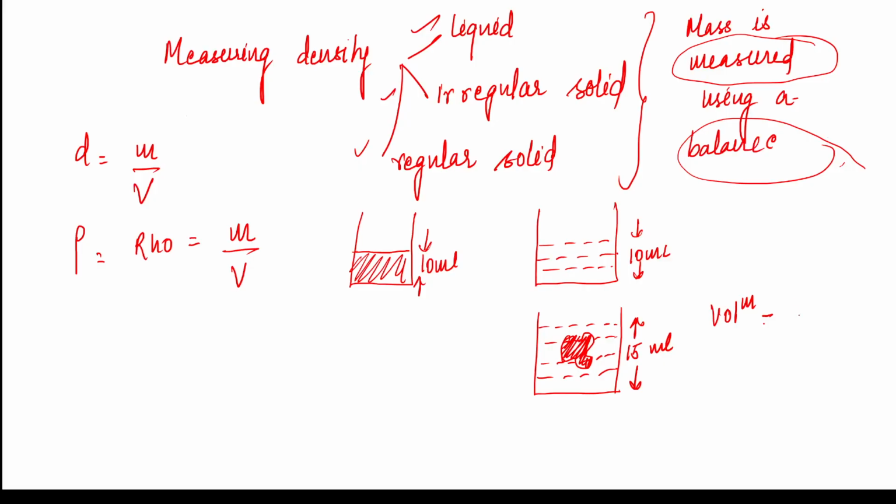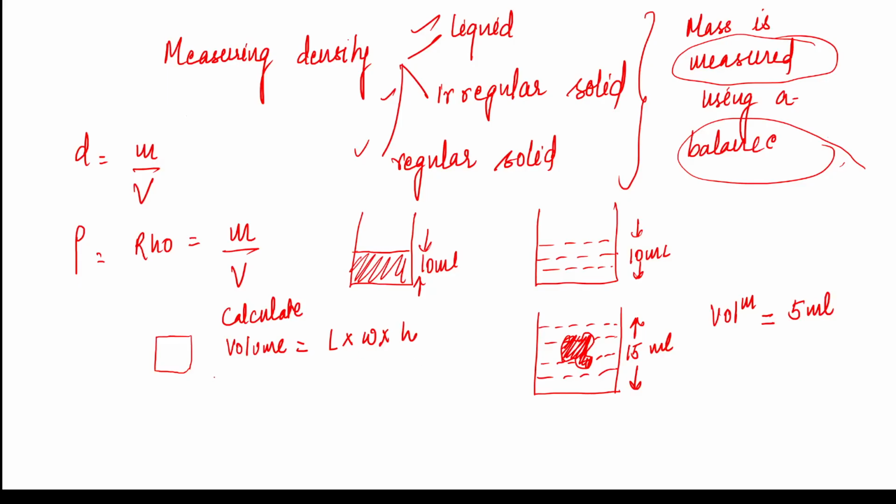It is 5 ml. Because 10 ml was the original volume, and when you pour in an irregular solid, whatever rise is there, that's the volume of your solid. Okay, so that's it. Now for the regular solid, you need to measure volume. So let's say you have a cube, a perfect cube. How can you find the volume? You can find the volume using length times width times height. So you calculate, that's the keyword, you calculate volume using this formula.